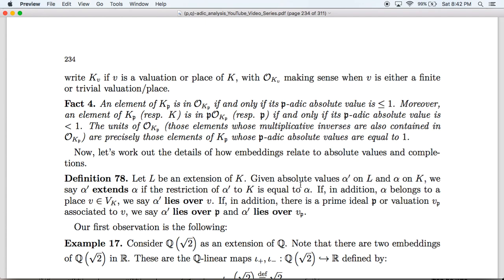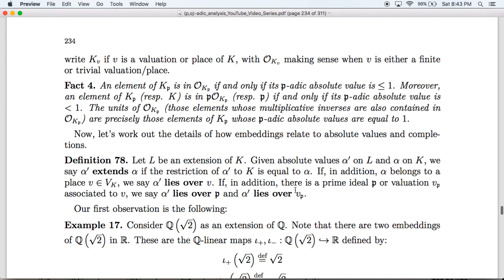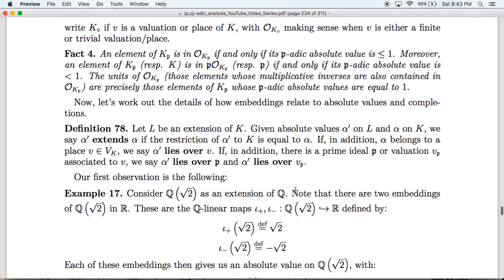In addition, if alpha belongs to a place V of K, we say alpha prime lies over V whenever it's an extension of alpha. And if, in addition, there is a prime ideal P or a valuation VP associated to V, we say that alpha prime lies over P or VP when alpha prime is an extension of alpha and alpha lies over P. So our first observation is the following.